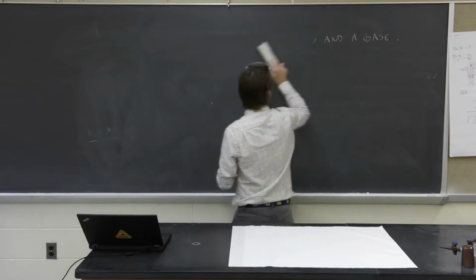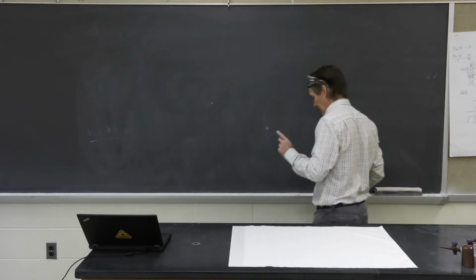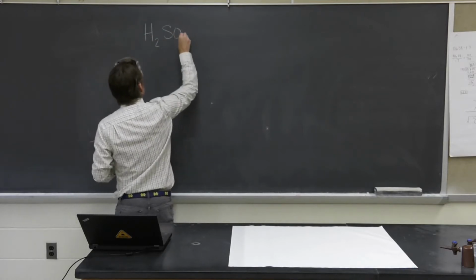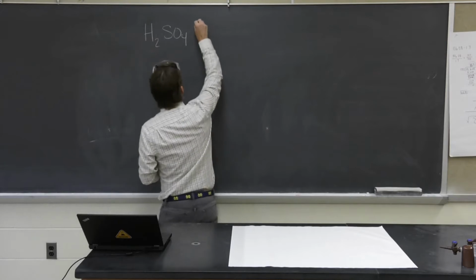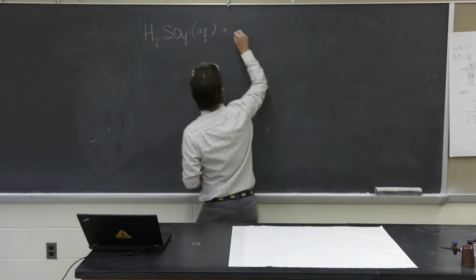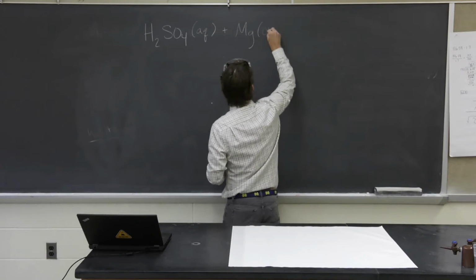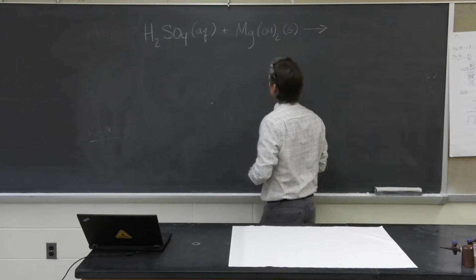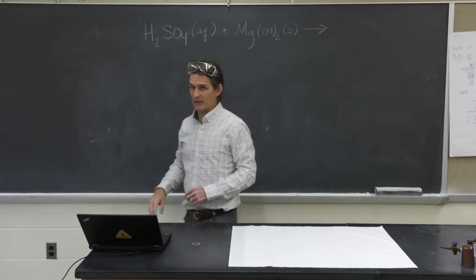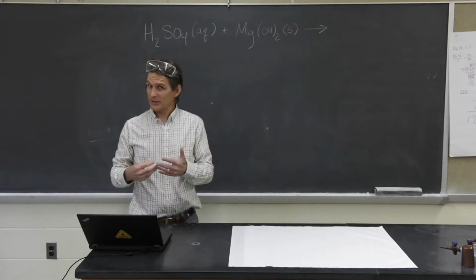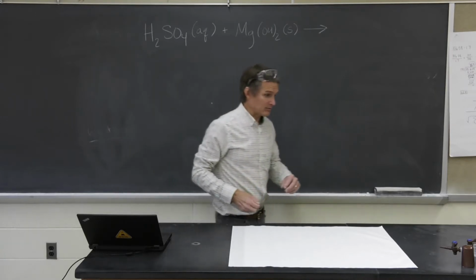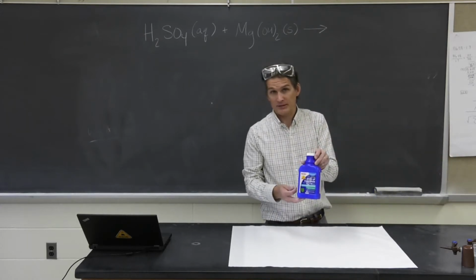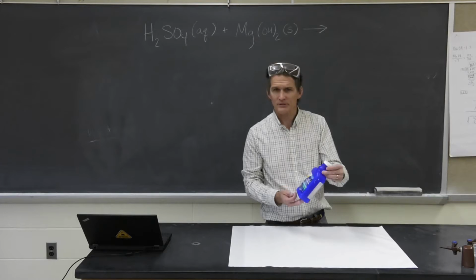I want to show you another particular neutralization reaction. This one's a little tricky. We're going to react sulfuric acid, which has 2 protons, and we're going to react this with magnesium hydroxide. And I'm writing a solid here. I'm writing solid magnesium hydroxide because generally speaking, magnesium hydroxide doesn't dissolve really well. And magnesium hydroxide is found in milk of magnesia. It's the active ingredient.